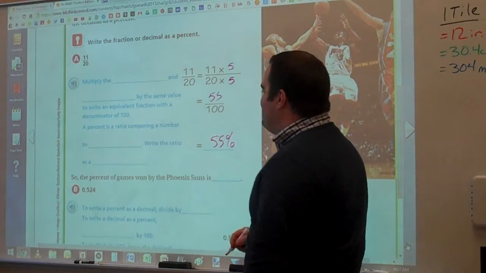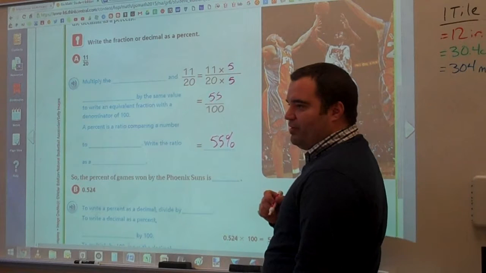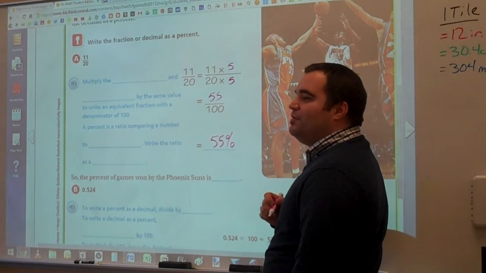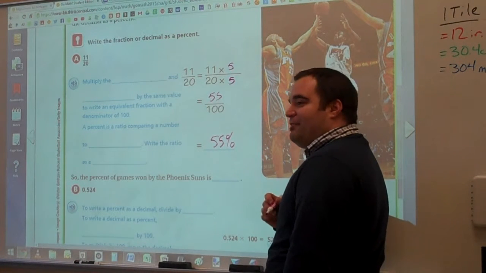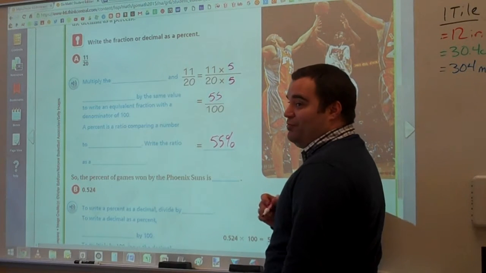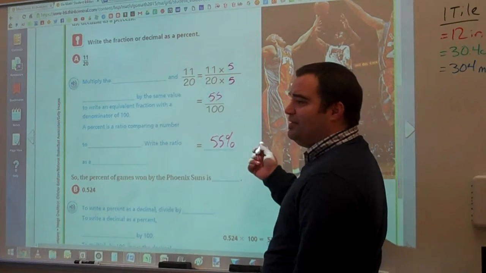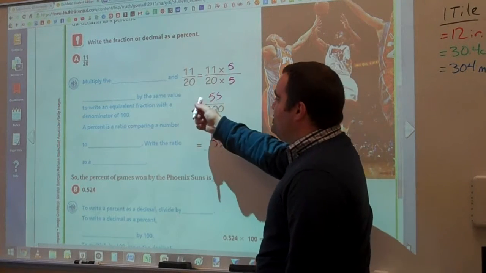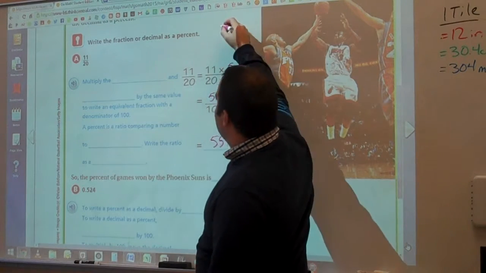So if I take a fraction and it's over 100, it's just the numerator. 33 over 100 is 33%. 5 over 100 is 5%. 100 over 100 is 100%. There is an easier way to do this. It's nice when these numbers are factors of 100. But what if I give you something like this?